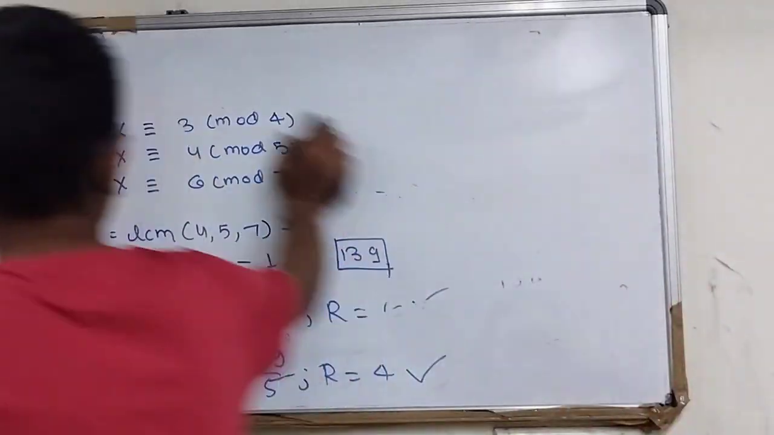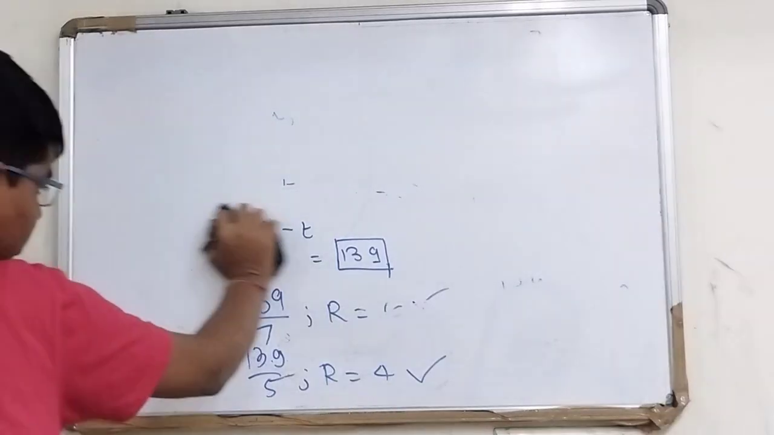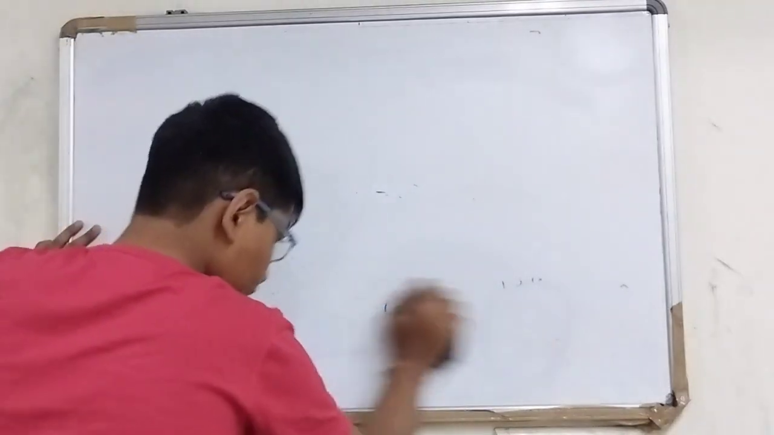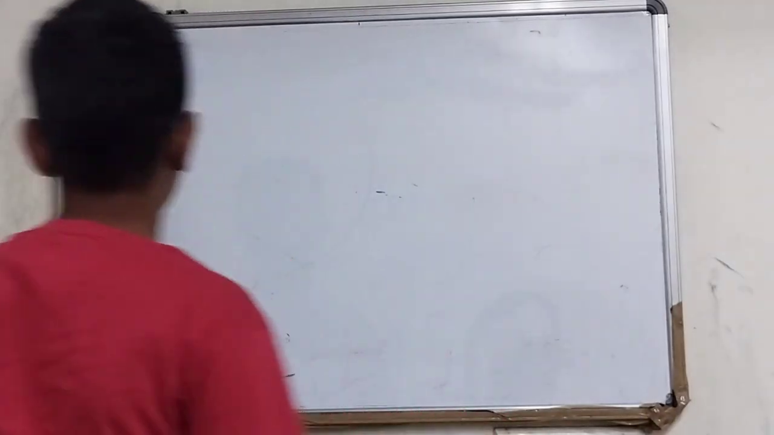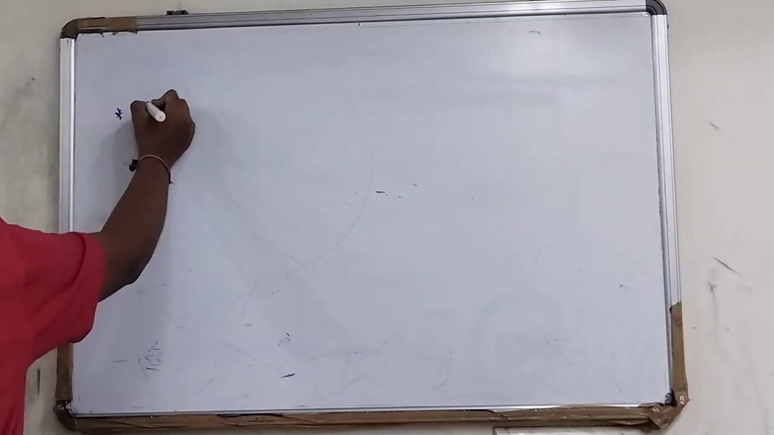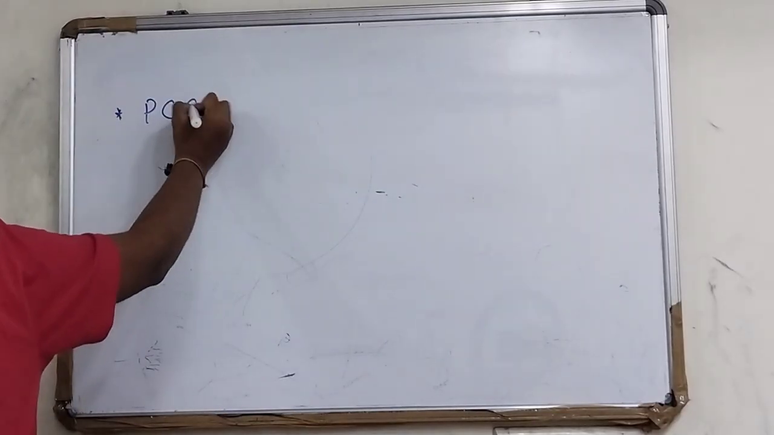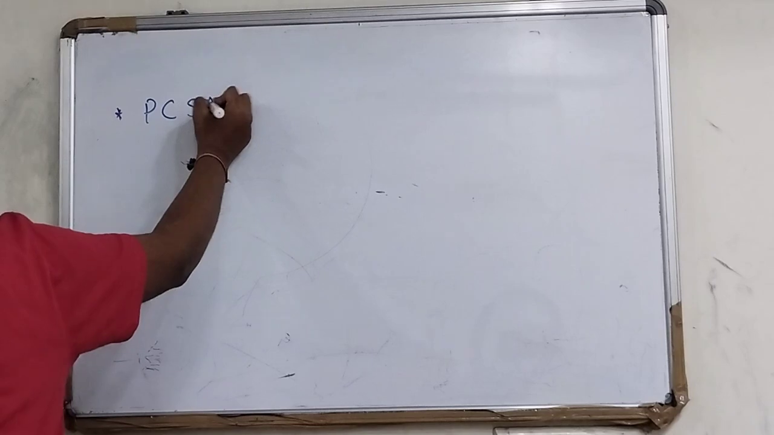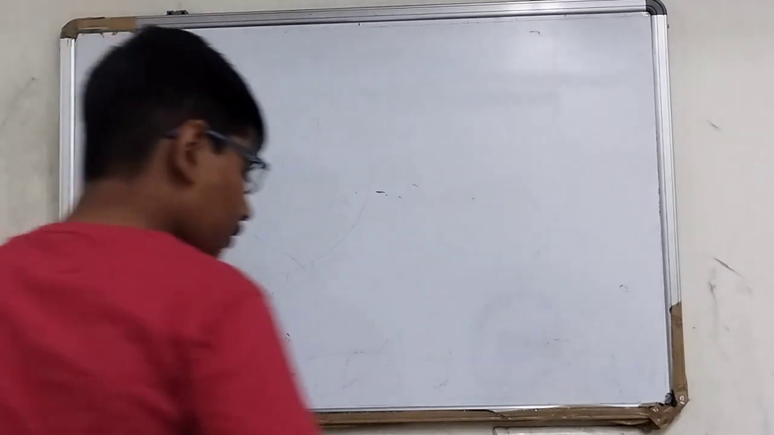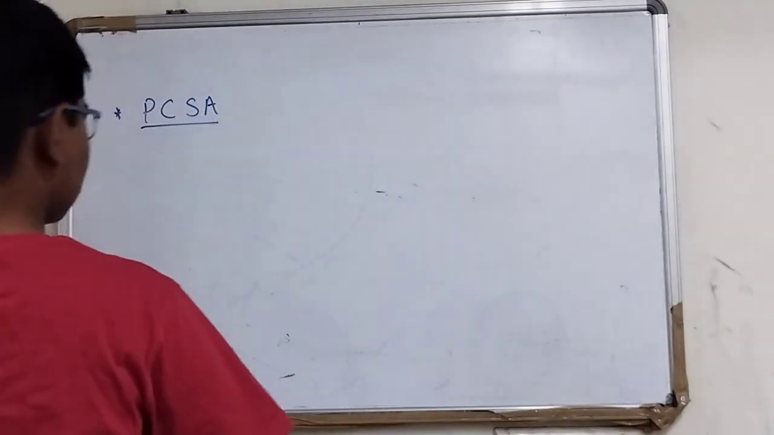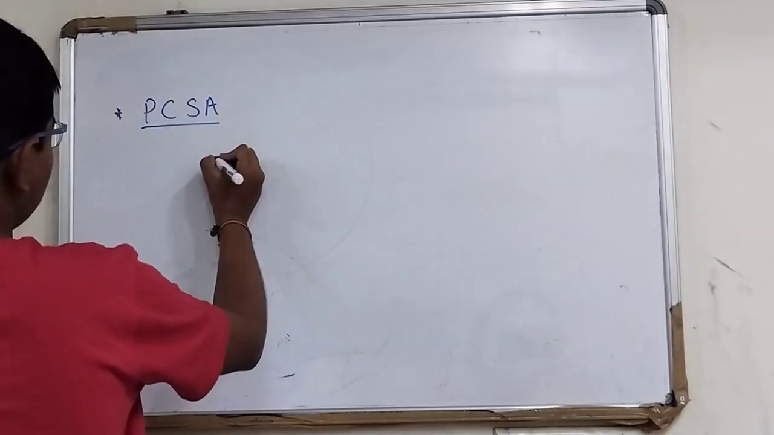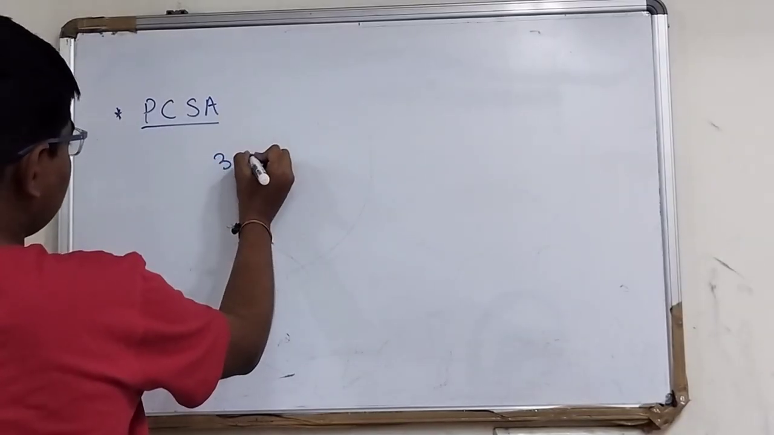Yes, so let us go forward with our first method. The first method is the progressive congruent satisfaction algorithm. Now let us take the same example, so that you can know the answer is correct. It's 139.